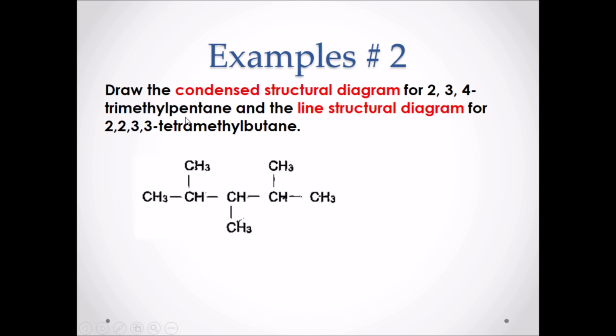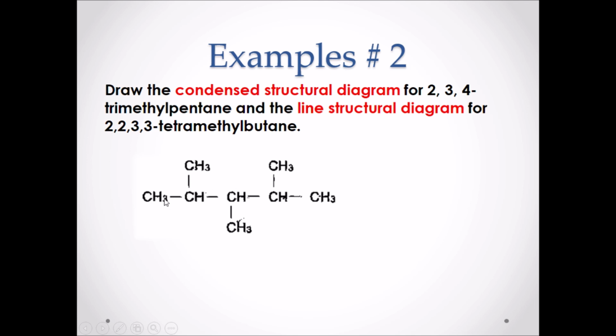So remember, start from the back of the name, and that is pentane, a 5 carbon chain. 1, 2, 3, 4, 5. Then trimethyl. That tells us we have 3 single carbon branches, one coming off the second, third, and fourth. If we consider this our first carbon, here's our second, our first methyl branch, our third, our second methyl branch, and there is our fourth, our third methyl branch.